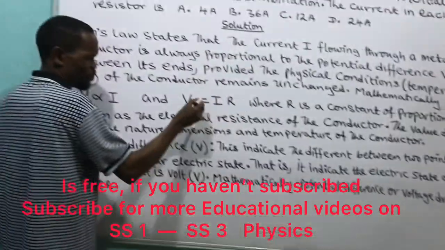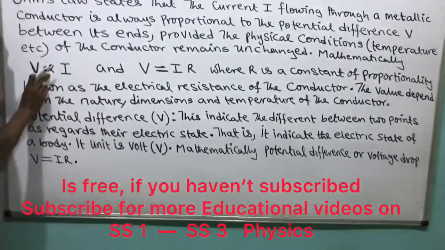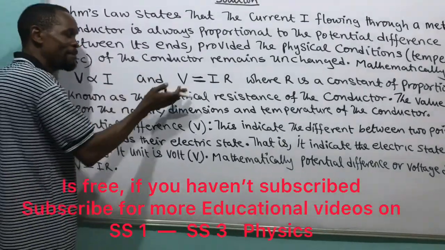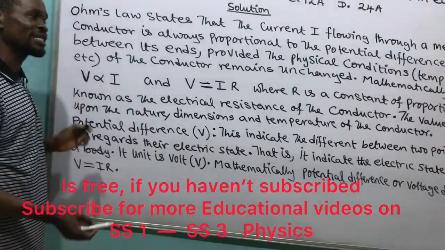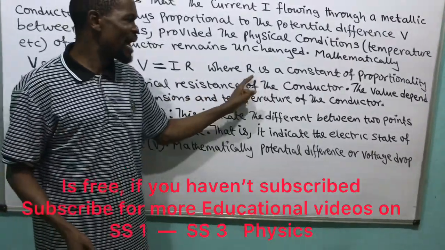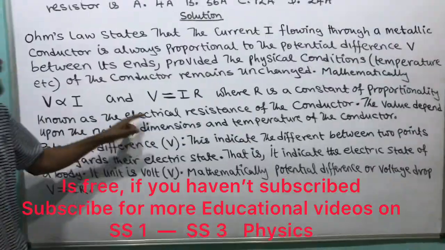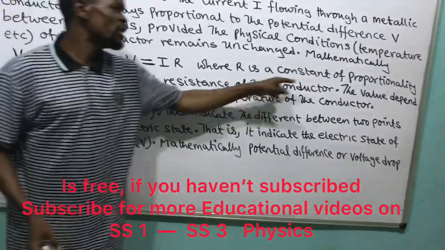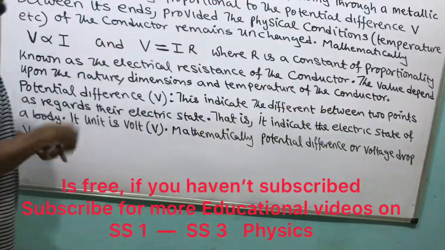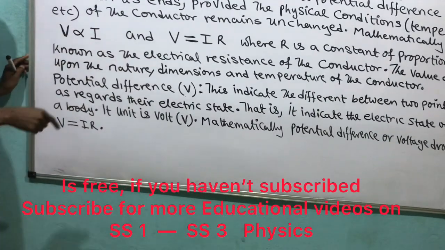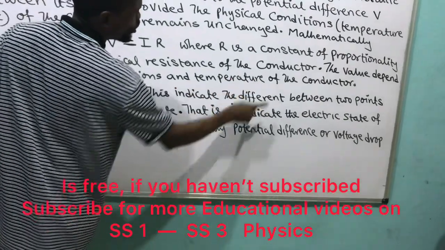This R is the constant of proportionality, which makes us have an equals sign. For us to have a proportion, there must be a constant of proportionality. This constant of proportionality, which we call resistance, is known as the electrical resistance of the conductor. The value of this electrical resistance depends upon the nature, the dimension and the temperature of the conductor.